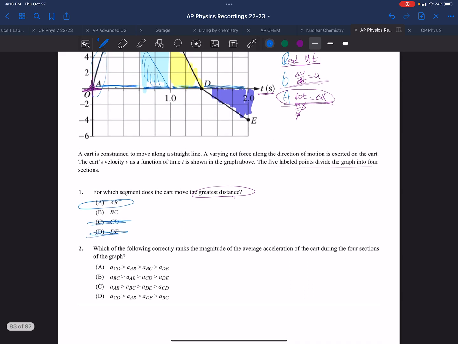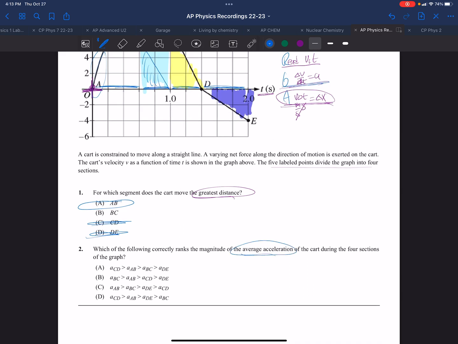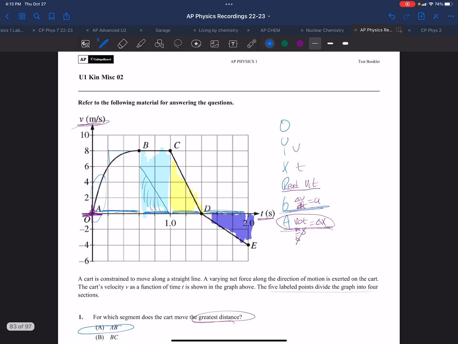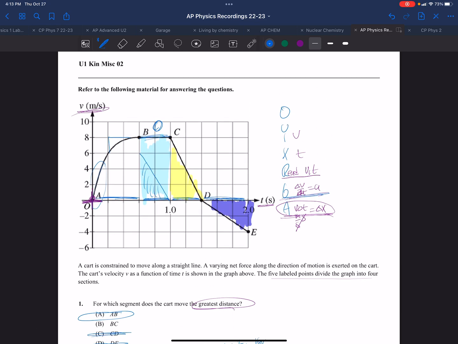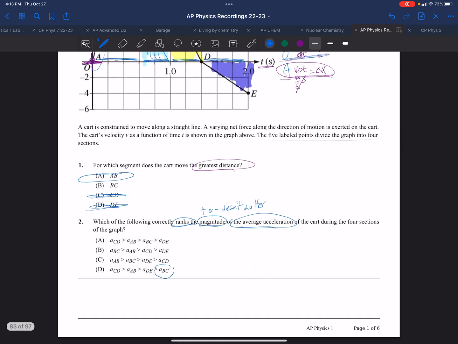The next one wants to know about the average acceleration. We said the acceleration is the gradient or the slope. So when we look at these segments, we've got AB, we've got BC, and the slope here is 0. We want the magnitude of the average acceleration. Magnitude means positive or negative doesn't matter. And we want to rank them. Well, if we know that the acceleration of BC is 0, that has to be the lowest of the 4. So when we look at the 4 choices, only one of them has BC as the lowest. So that's probably the answer right away.